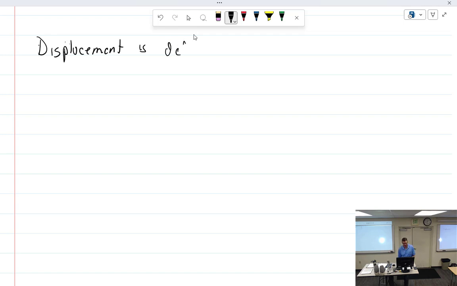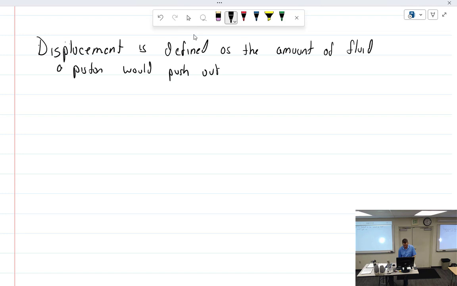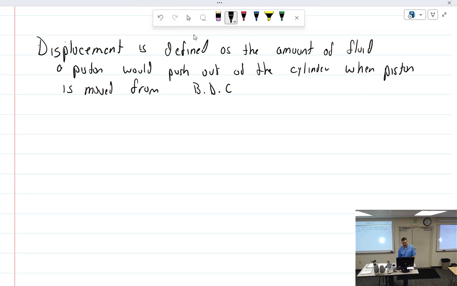is defined as the amount of fluid a piston would push out of the cylinder when the piston is moved from bottom dead center to top dead center, TDC.